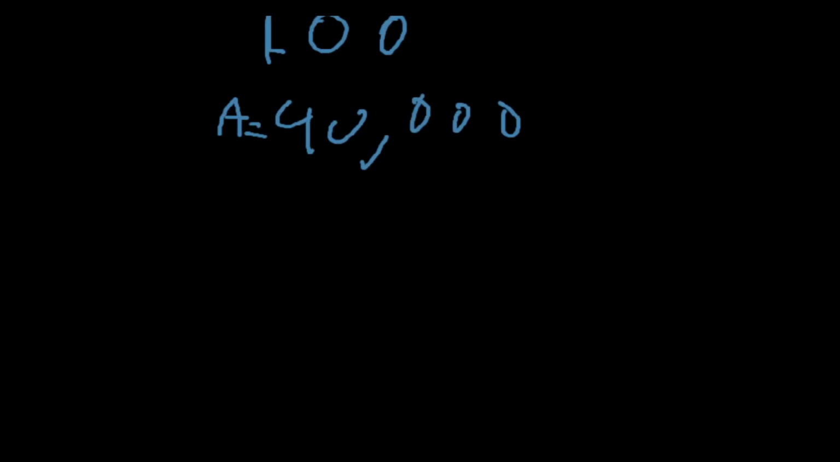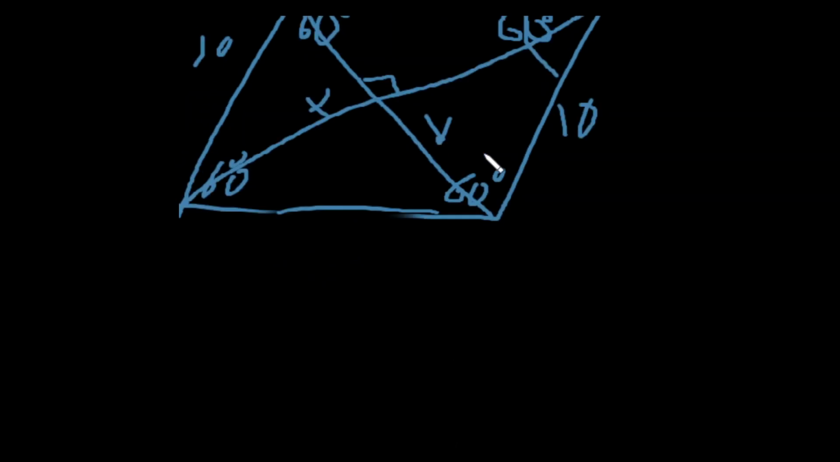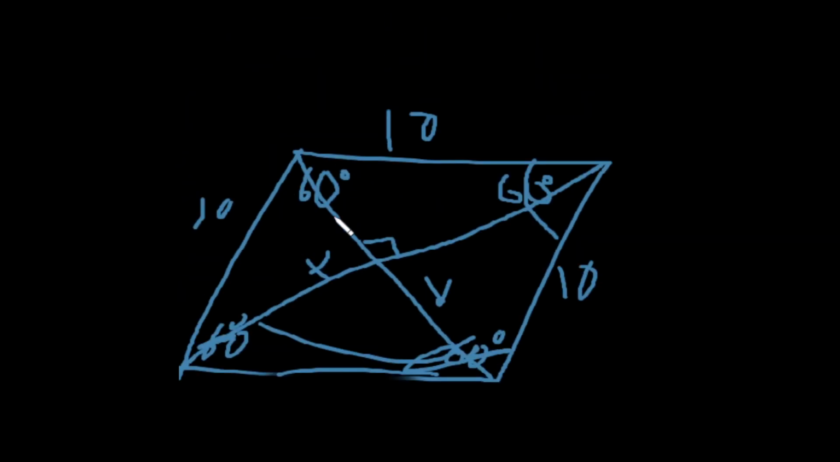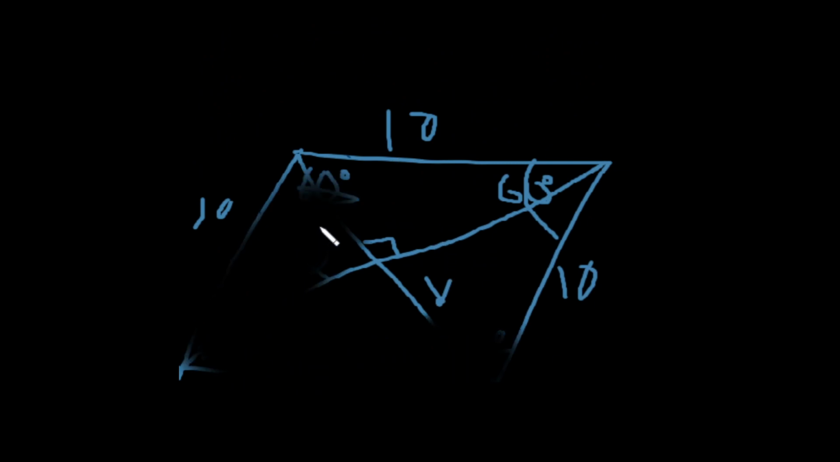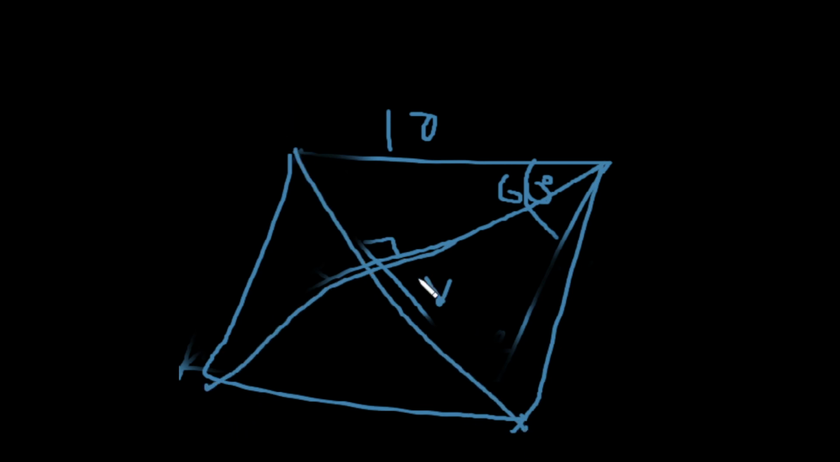Actually, I want to think it through much better. I don't think all of these angles are actually 60. But let's start with what we were initially given. Okay. We were initially given only the 60. I know that this is 90 degrees, and so therefore this has to be 30 degrees.